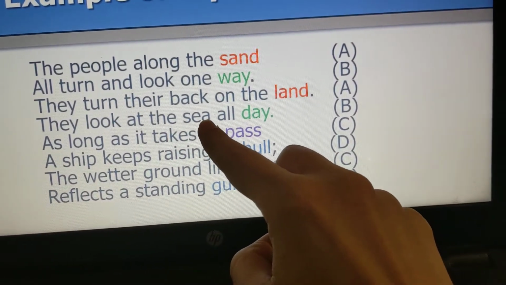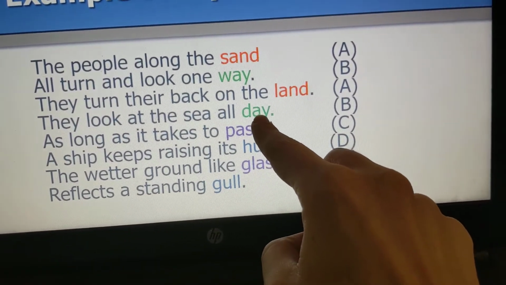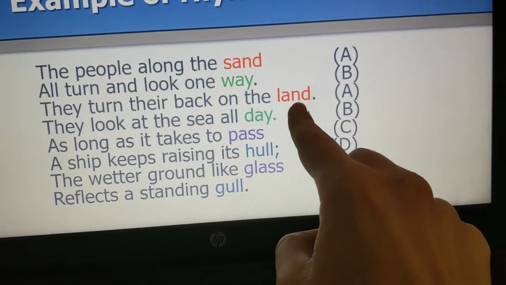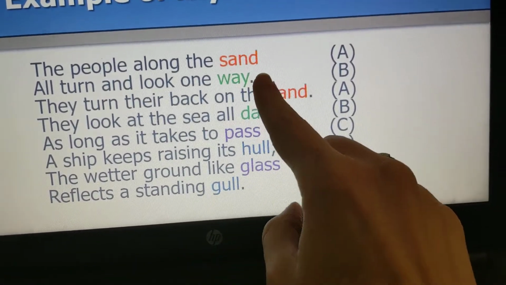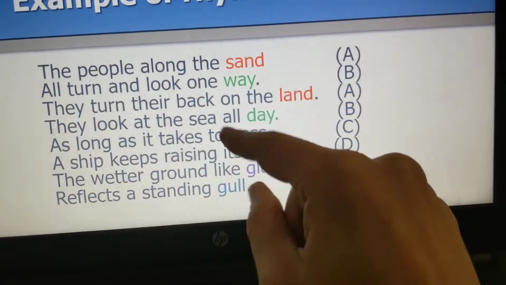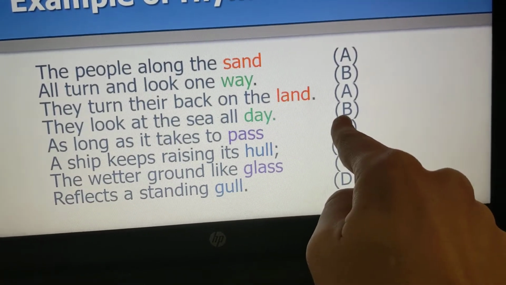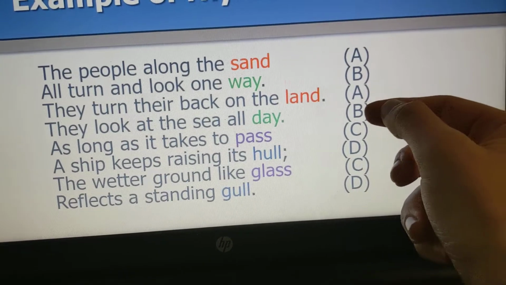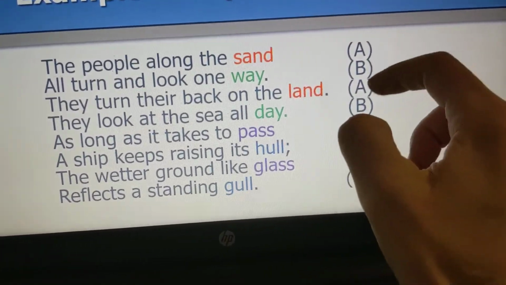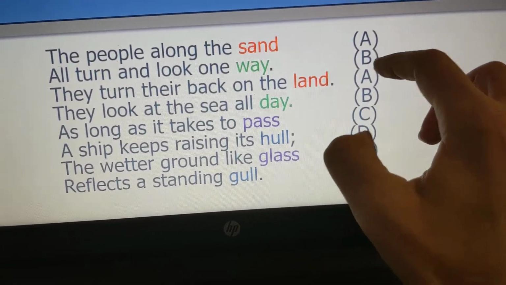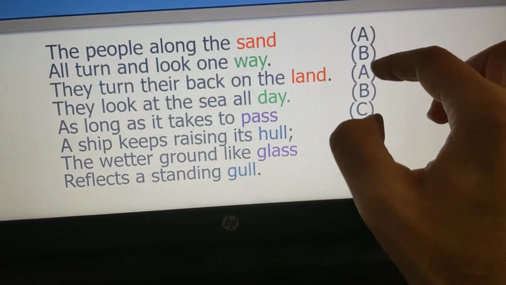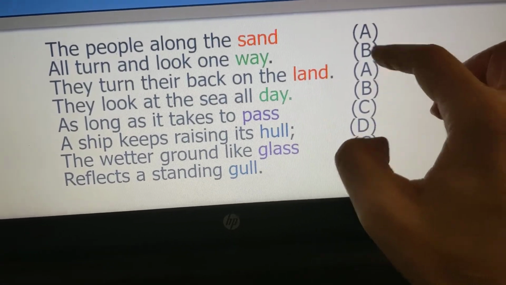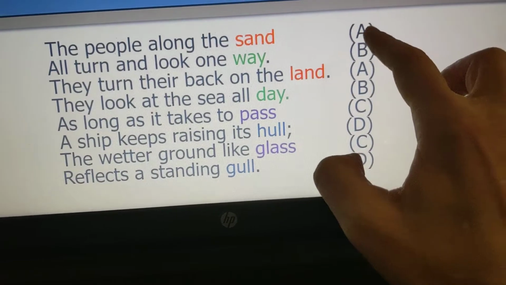So let's keep going. They turn and look at the sea all day. So does day rhyme with land? No. Does day rhyme with way? Yes. So it gets a B. So right here, here's our rhyme scheme so far. A, B, A, B. Sand and land rhyme, A, A. Way and day rhyme, B, B. So notice the rhyme is skipping a line right now.